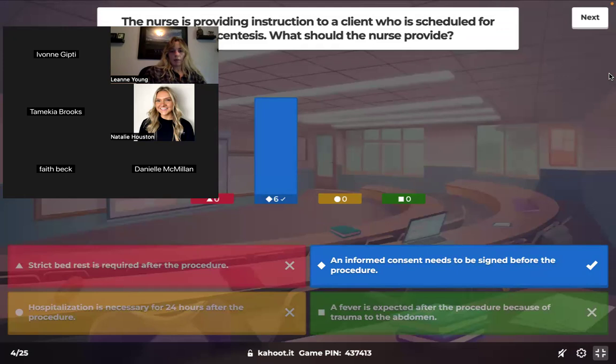Yep, you guys got it. An informed consent needs to be signed before the procedure. So the other ones are obviously not true, but I want to go over that one, the fever.